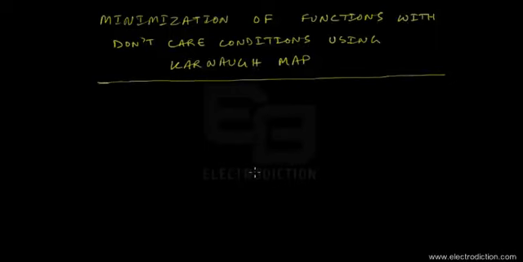Alright, so here we are back with our tutorial, and here I'm going to teach you how to minimize functions that have don't care conditions within them. So let's first consider a function. Let me call it small f, and this is equal to sigma small m, and the elements are 1, 5, 6, and then you've got 12, 13, 14.